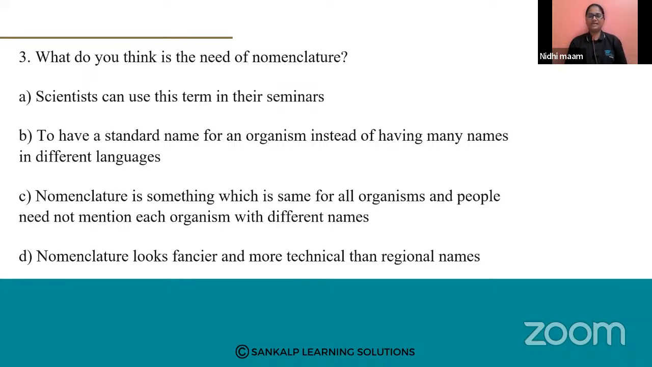What do you think is the need of nomenclature? Why do we have to name the organism? What is the need of nomenclature? Scientists can use this term in their seminars to have standard name for an organism instead of having many names in different languages. Standard name means to have one name.